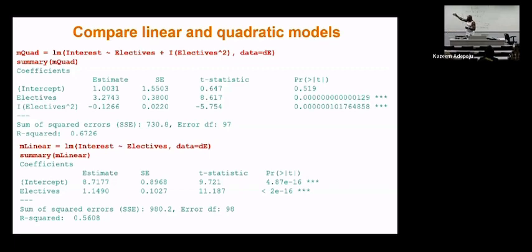Now, what I'm trying to display to you is that if I want to characterize the relationship between interest and electives, it is better we fit a quadratic model, a nonlinear model, instead of fitting a simple linear regression model. That's what I mean. That doesn't mean this one is the best, but it's better than that one.